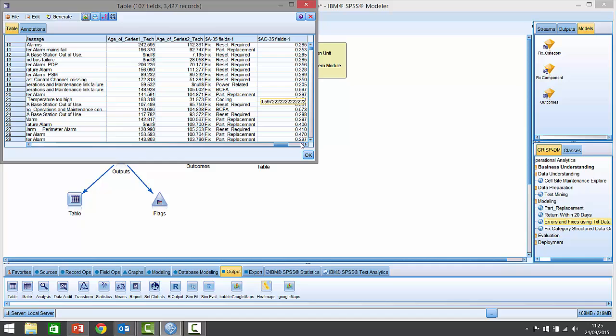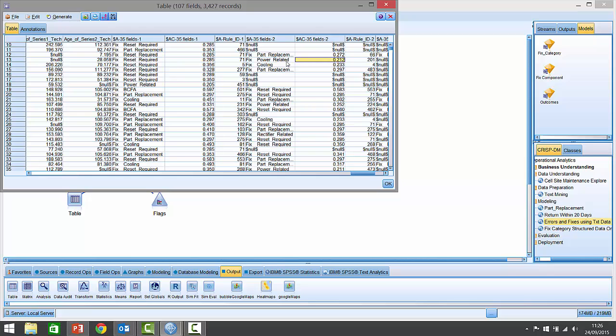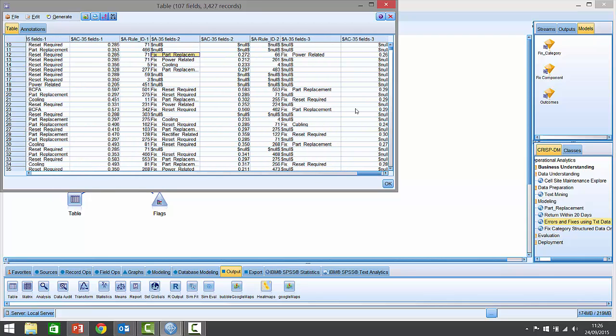Of course, there are multiple potential outcomes. So in some situations, it says, well, there's a 28% chance it's going to be a reset, but there is a 21% chance it's going to be power related, and I don't have any other more rules. For example, here I think it's going to be power related, a part replacement, or a reset, and it's telling me the percentage chance, and I can get it to say 3, 4, 5, 6, 7 rules and tell me what the likelihood is of this particular outcome resulting in a BCFA card needing to be replaced or a reset required, with the relative probabilities associated with that.